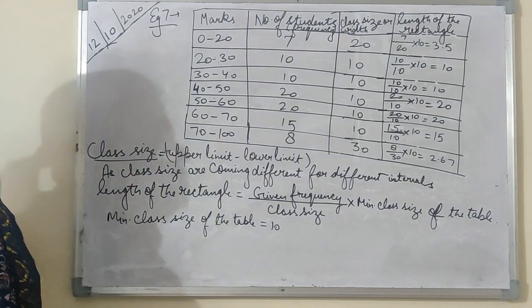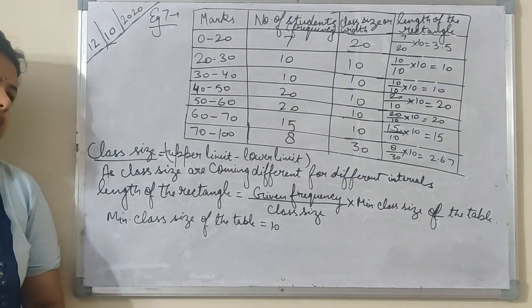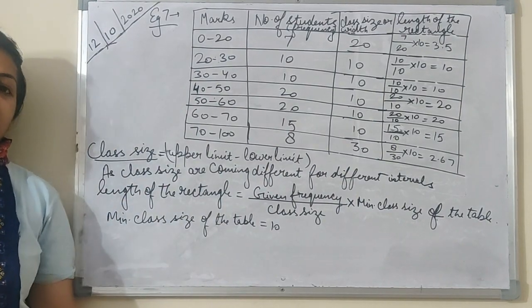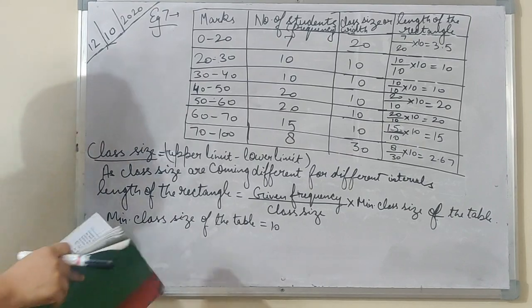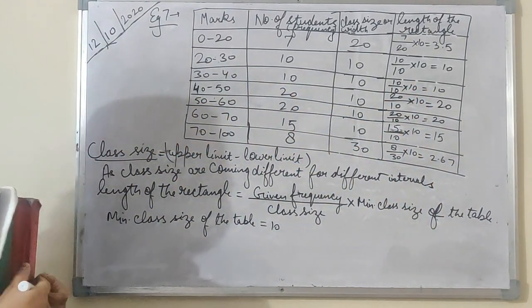Please write it. If you want to write, you have to write it fast, because this is one of the important questions. On the basis of this type, I will be giving you the homework. Write it fast.